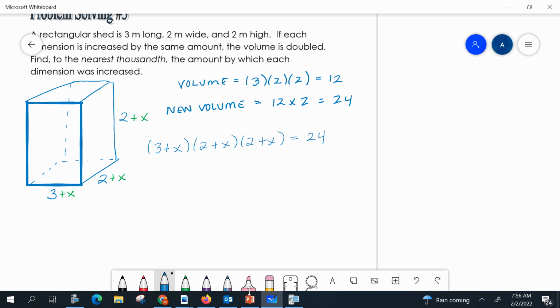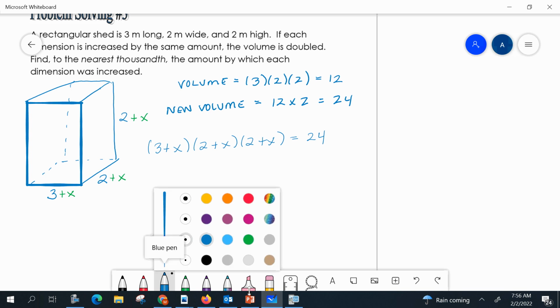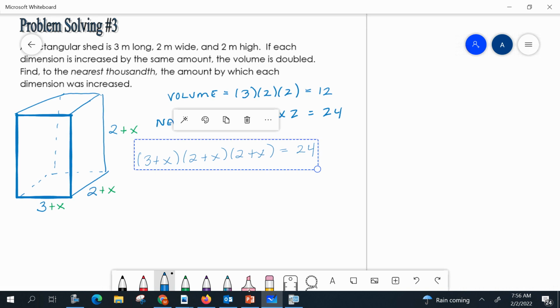All right, 3 plus x times 2 plus x times the height 2 plus x, and that's going to equal 24. Okay, so what I'm going to do here is, let me just go ahead and share with you a shortcut about this. We're going to put this in our calculator, okay?